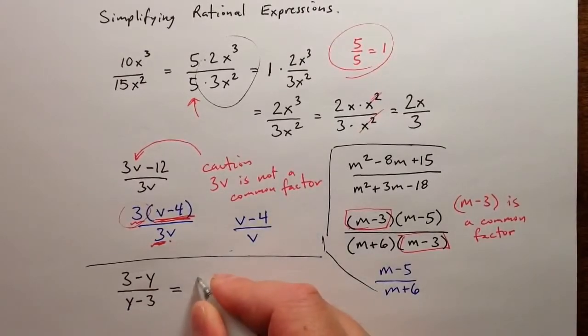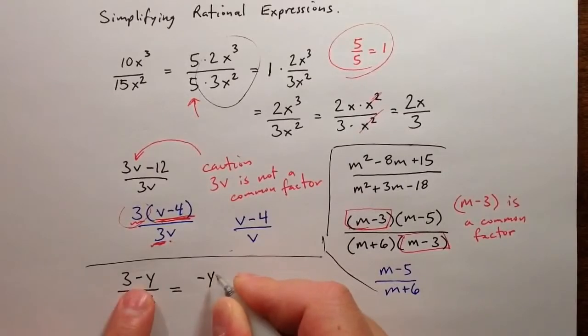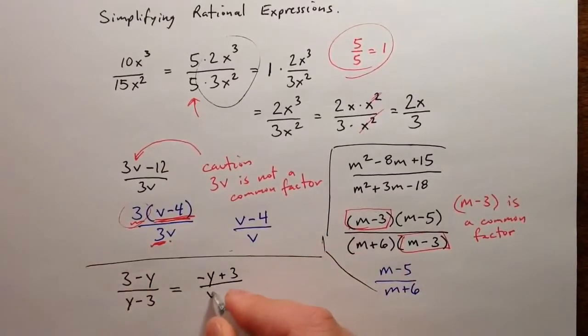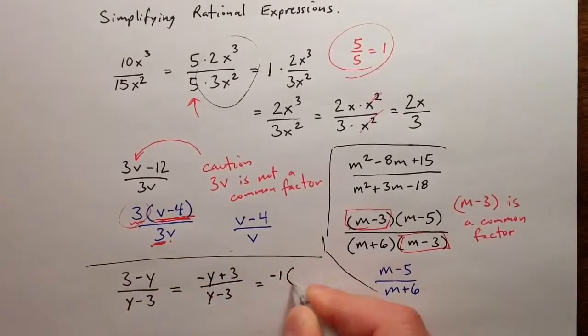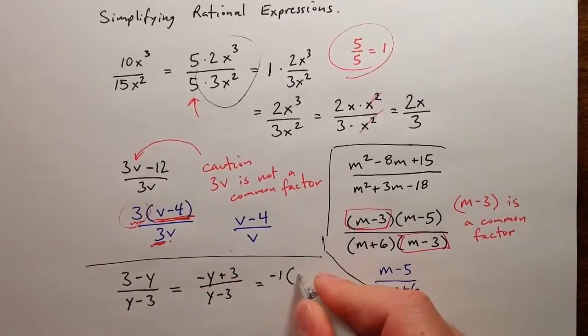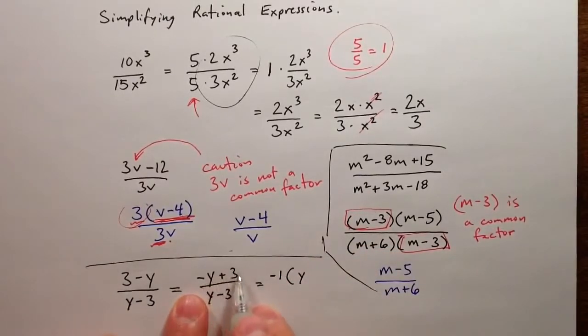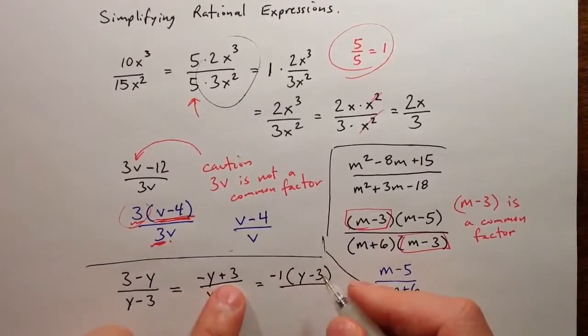So if I reverse the order of the terms up top, I get negative y plus 3 over y minus 3. And then, because of that negative sign, I might think I could factor out a negative 1. So negative 1 times y gives me negative y. Negative 1 times negative 3 gives me a positive 3.